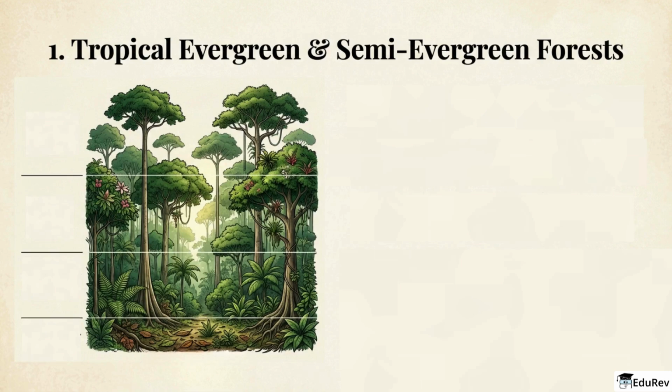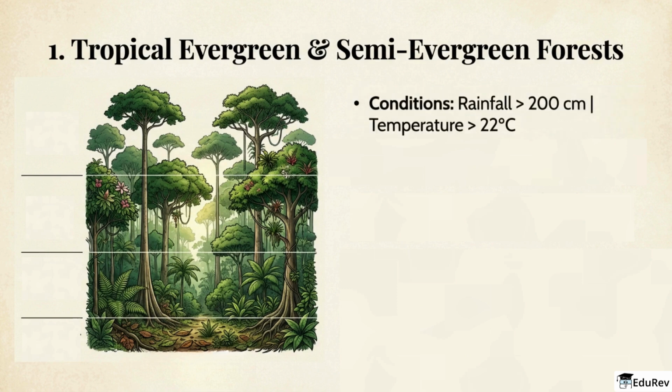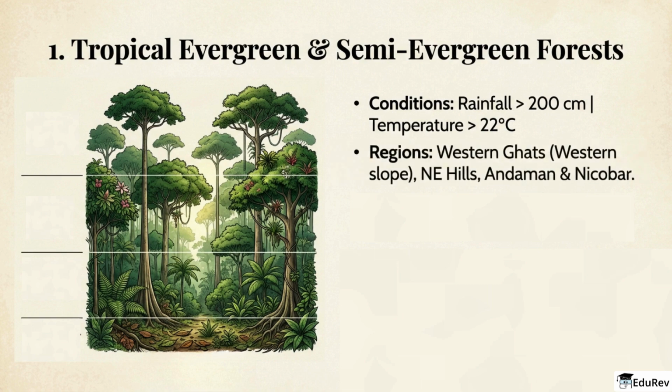Let's begin with tropical evergreen and semi-evergreen forests. The conditions are strict. Rainfall above 200 centimeters and temperature above 22 degrees Celsius. That immediately tells you where they belong. The western slope of the Western Ghats, the northeast hills, and Andaman and Nicobar.